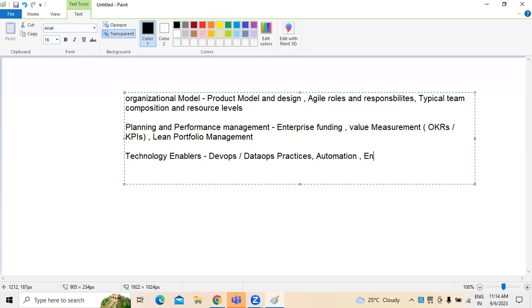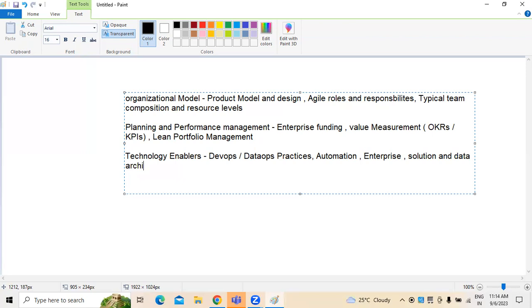Apart from automation, we must have a clear understanding of enterprise solution and data architecture also, right? Because developing an architecture and understanding the key architecture at an enterprise level, or else at solution level, followed by the data level, that sort of understanding is also one of the key elements.